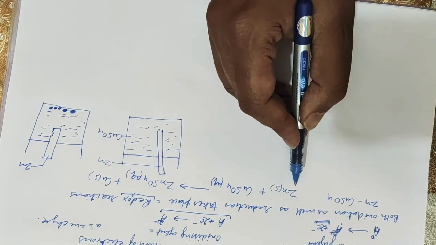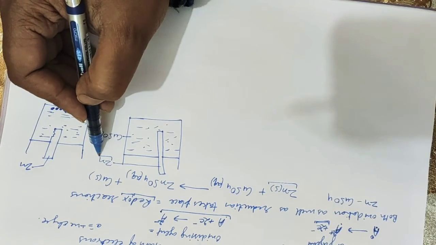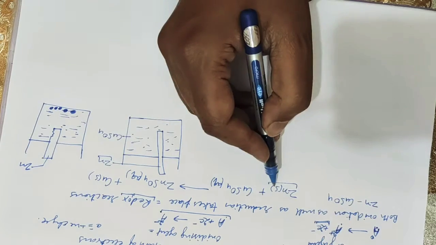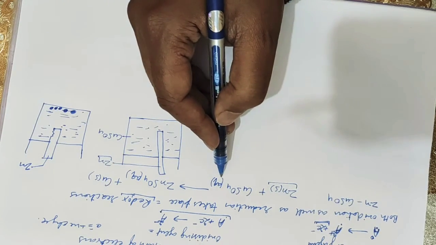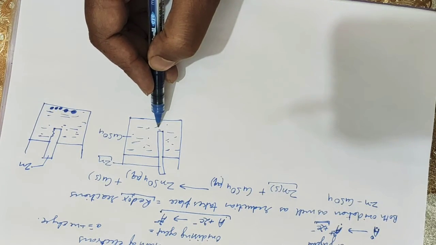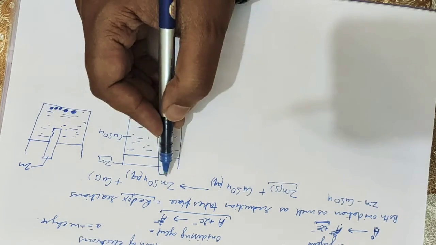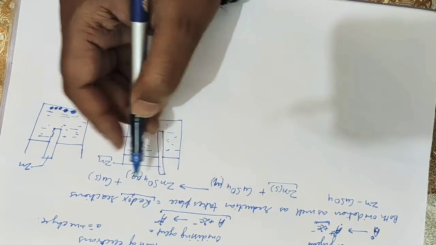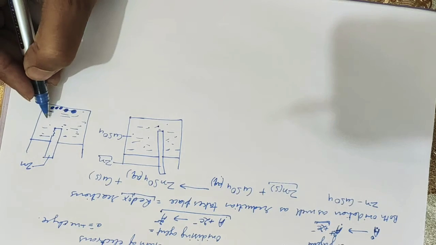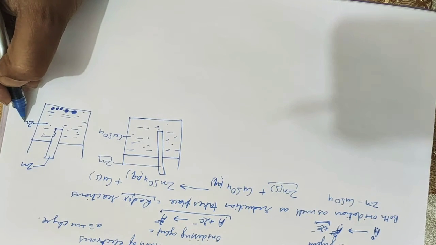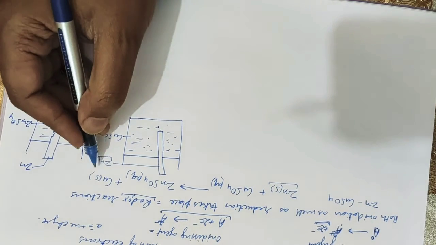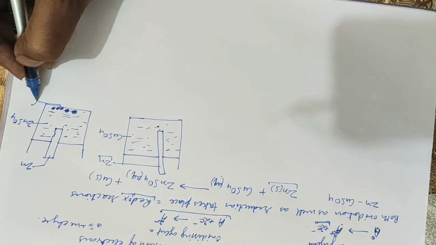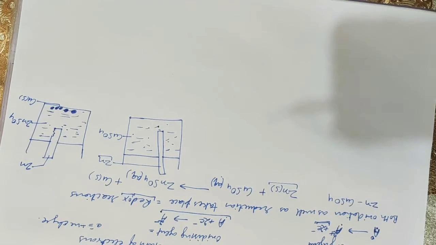So originally there was zinc solid, this zinc rod, and after some time when we dip this zinc solid rod in the aqueous solution of copper sulfate, there was a reaction in which zinc got converted into zinc sulfate, that is zinc 2 positive, and there is a formation of copper, this copper solid.